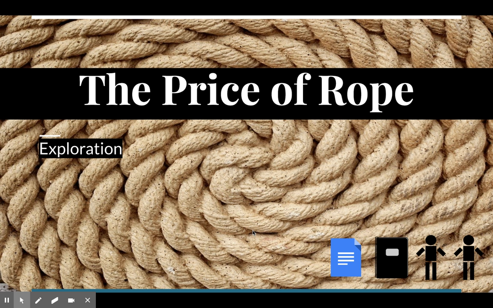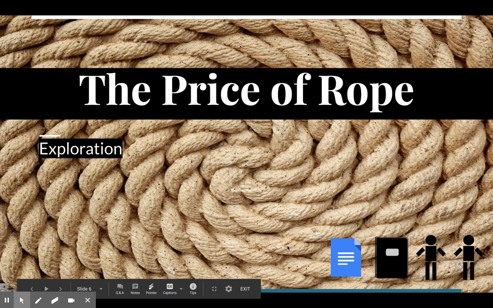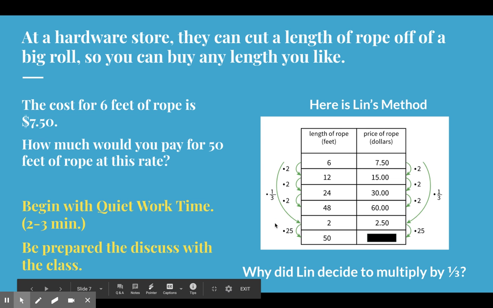So let's go to our exploration activity. Once again, this can be found in your student companion on page 2. As we're going over this, we want to make sure that we're inputting our answers into this portion of our student companions. The exploration activity is entitled The Price of Rope. And here we are. Let's jump right in.